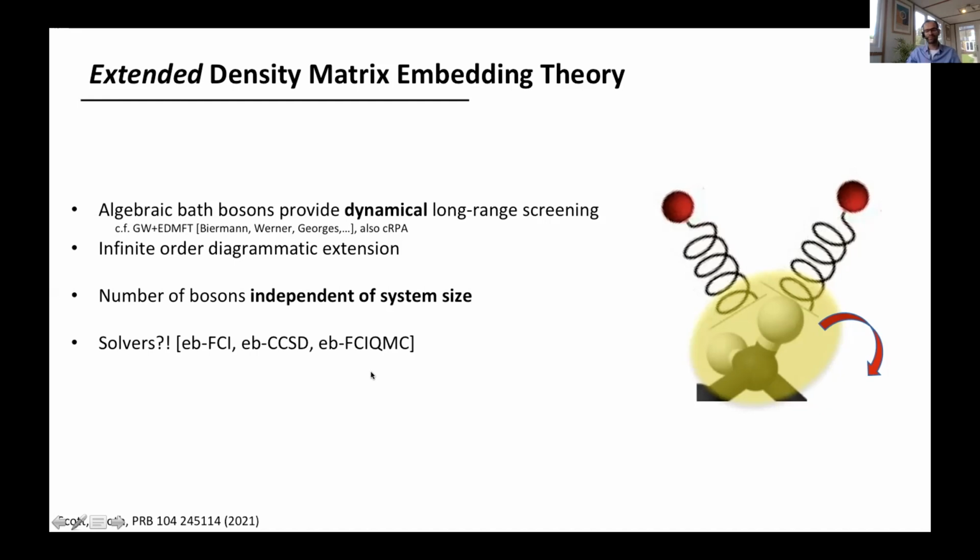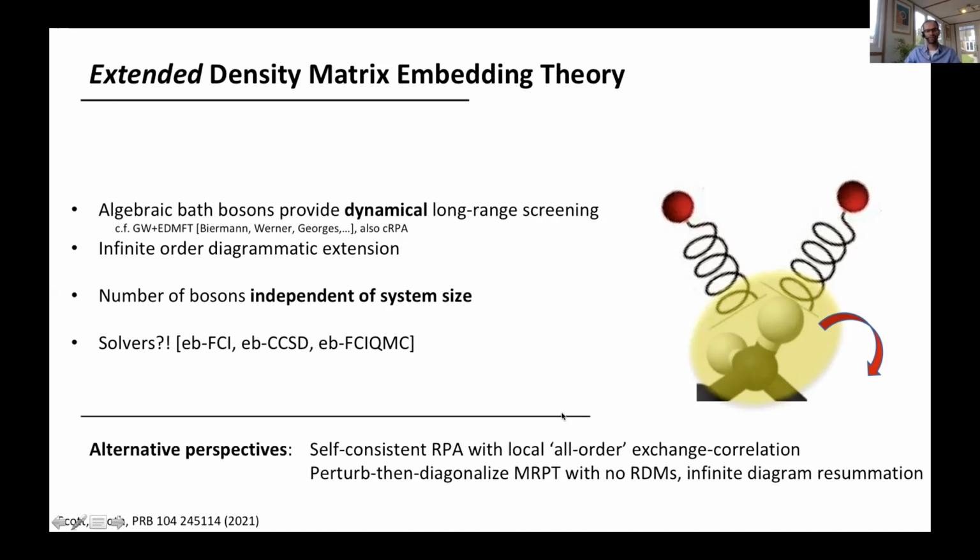It does make things a bit more complicated, but there's no reason to think that we can't think of active space solvers that describe both electrons and bosons on the same footing. The bosons describing these long-range collective fluctuations. An alternative perspective of this approach is that it's a self-consistent random phase approximation with local exchange and correlation to all orders in some local active space.